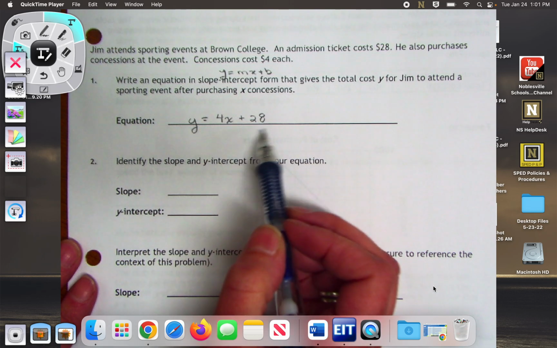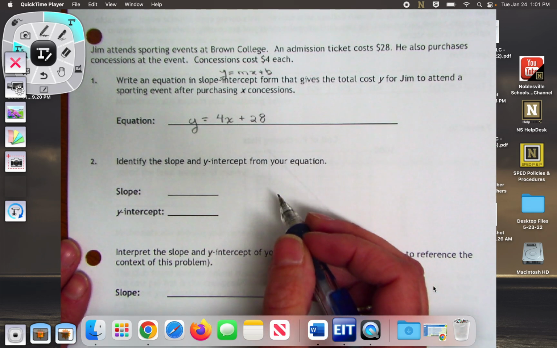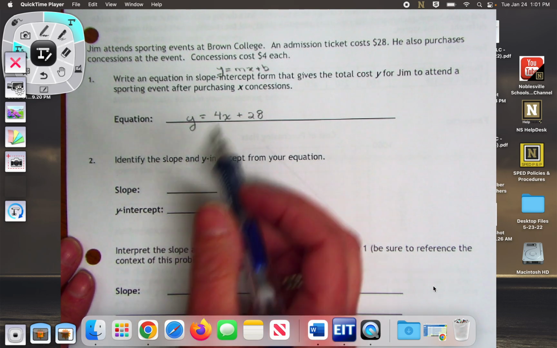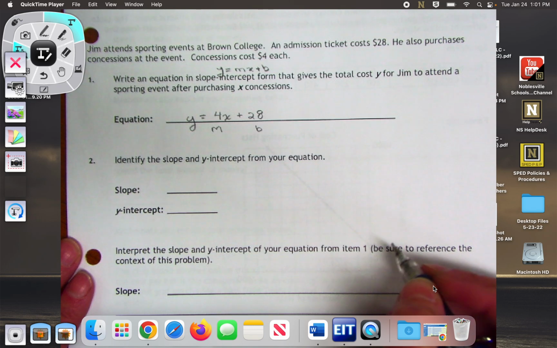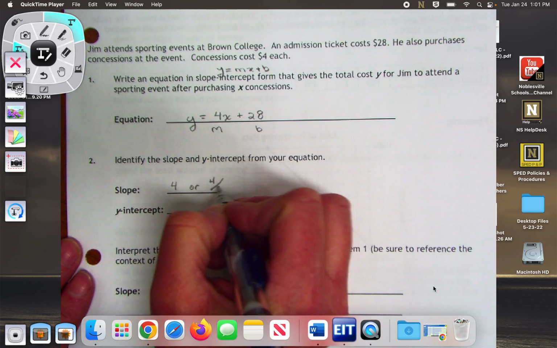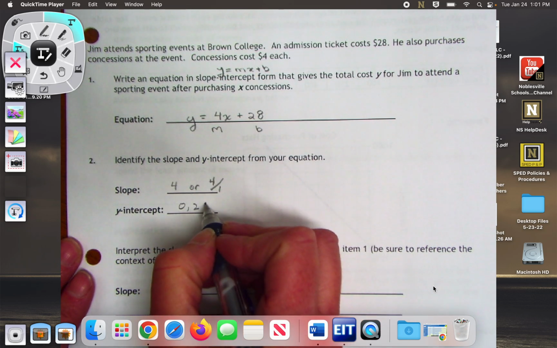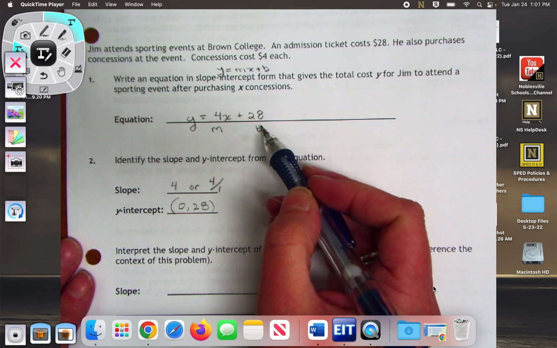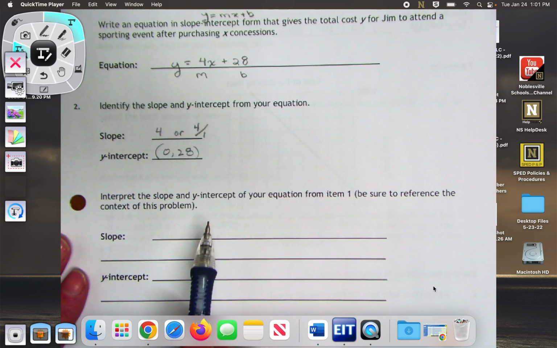So this is our equation to describe how much it might actually cost him when he goes to this sporting event. Our slope, remember, is this, and our y-intercept is that. So my slope is going to be 4, or 4 over 1. And my y-intercept is going to be (0, 28). This should all be familiar. Let's interpret the slope and y-intercept.